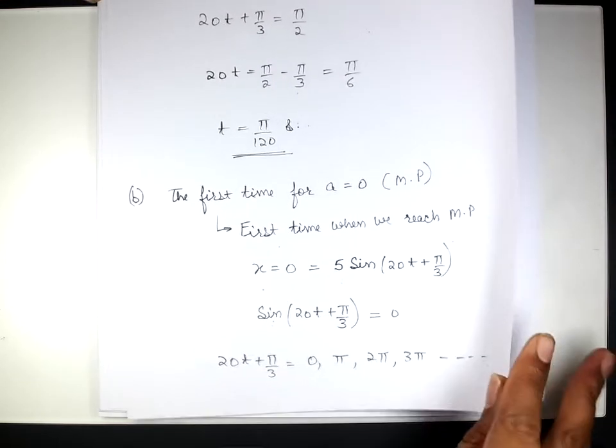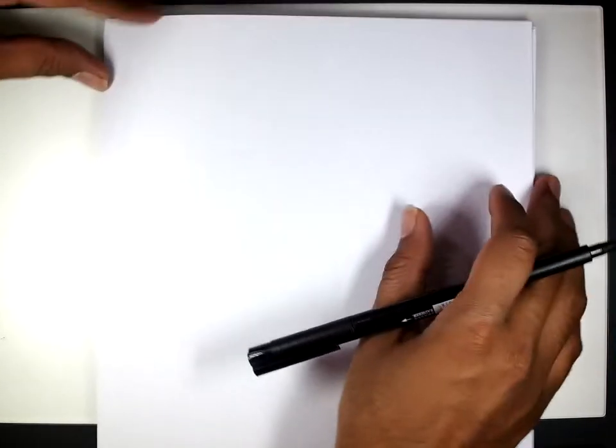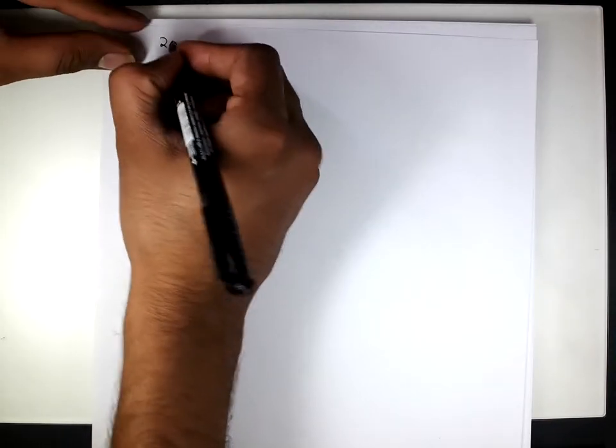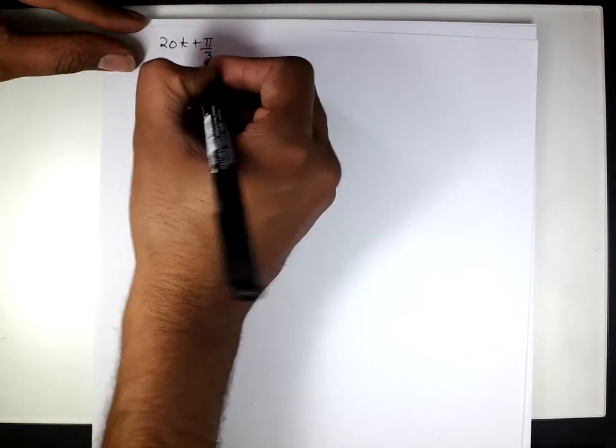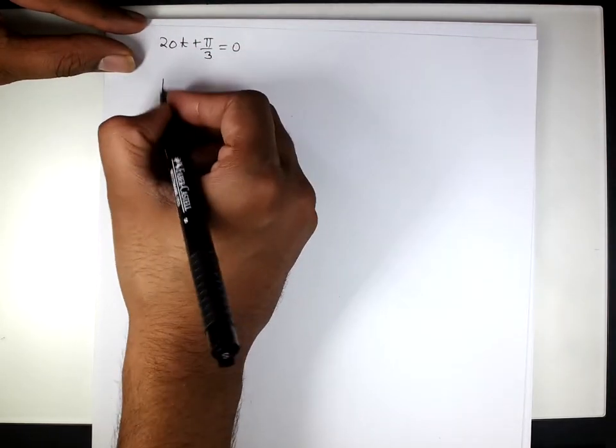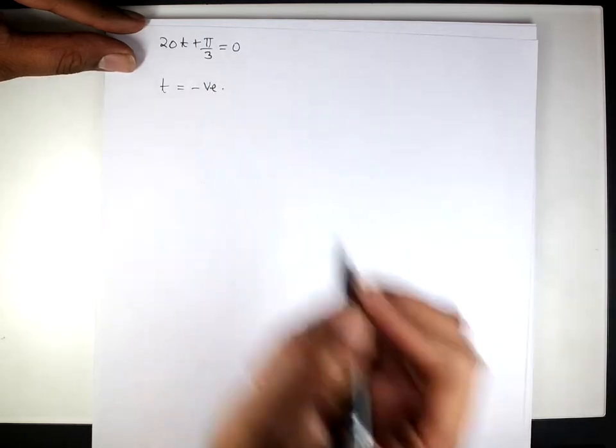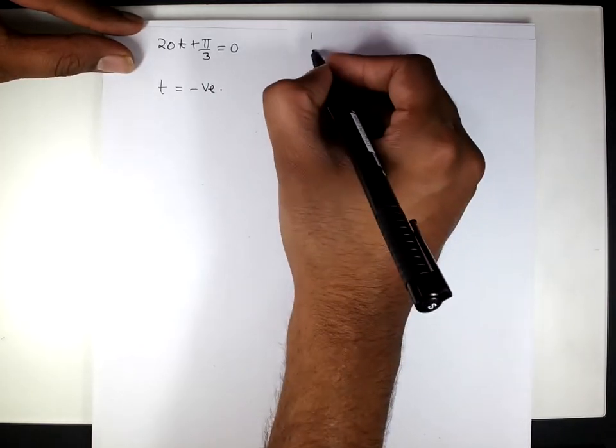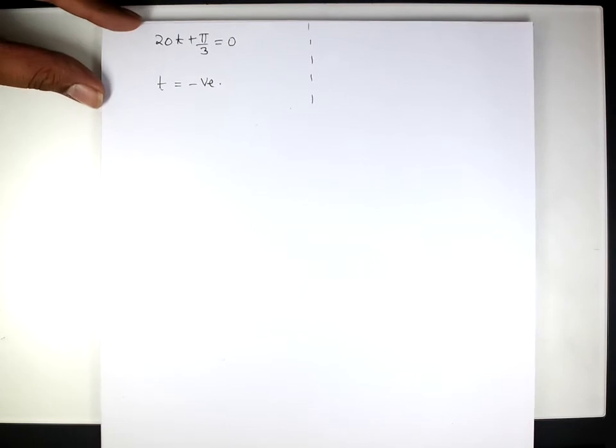Now in this particular case we require the minimum value of time, so we can start with 20t plus pi by 3 being equal to 0. In this case, if we calculate, the time comes out to be negative, so we have to neglect this particular root, because we practically know that time can never be negative.